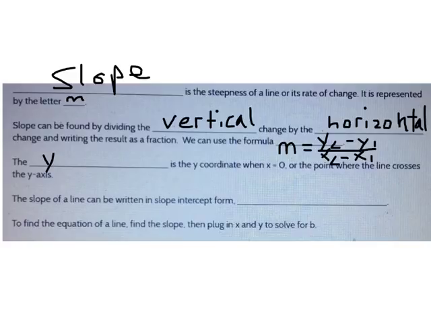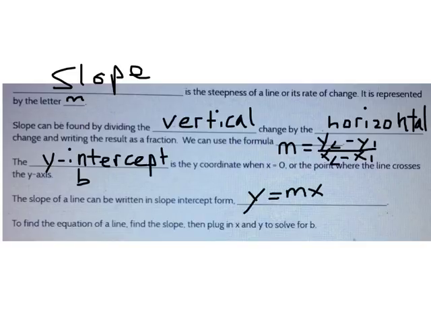The y-intercept is the y-coordinate when x equals 0, or the point where the line crosses the y-axis. If we know the y-intercept b and the slope m, then we can write the equation of a line in slope-intercept form. Y equals m, the slope, times x plus b. If we know the slope and a point, we can plug in x and y to solve for b.